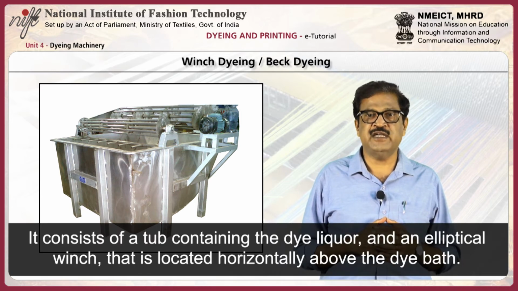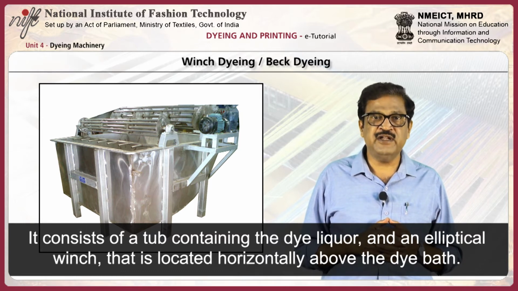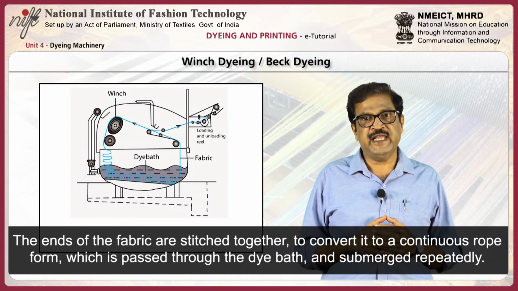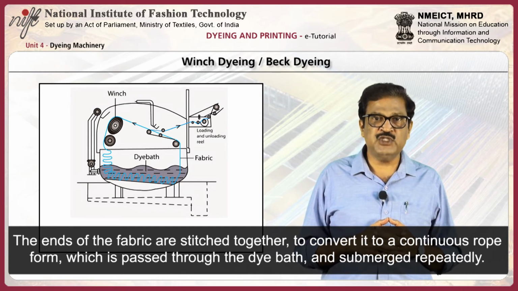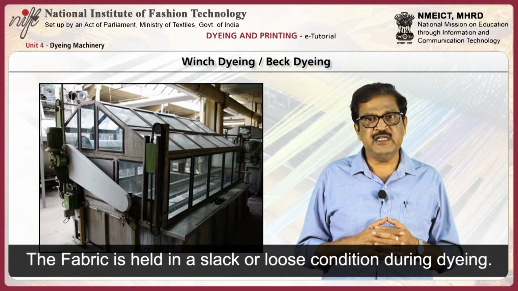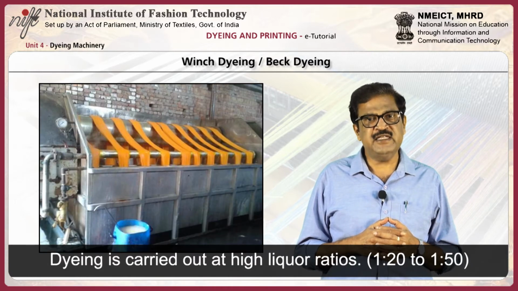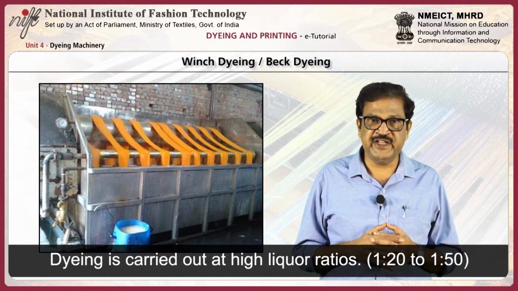It consists of a tub containing the dye liquor and an elliptical winch that is located horizontally above the dye bath. The ends of the fabric are stitched together to convert it into a continuous rope form, which is passed through the dye bath and submerged repeatedly. The fabric is held in a slack or loose condition during the dyeing process. Dyeing is carried out at higher liquor ratios, about 1:20 up to 1:50.